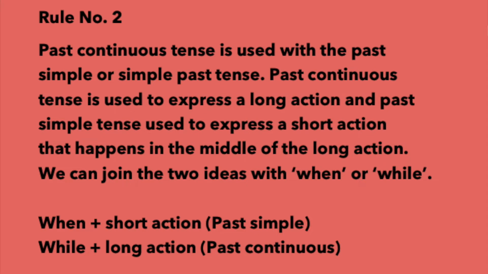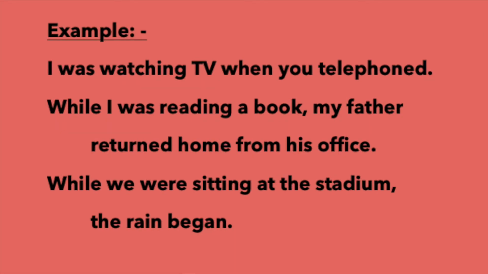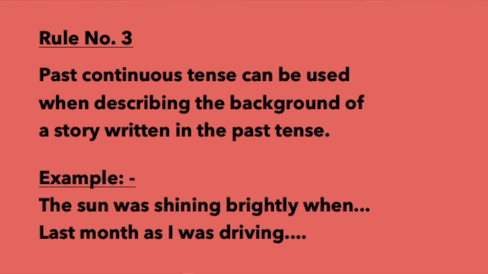See the next example. While we were sitting at the stadium, the rain began. In this sentence, we used simple past tense or past simple tense with the short action, the rain began. Okay, with the long action, we used past continuous tense. I mean, we were sitting at the stadium, were sitting. Okay, so in this combination, the simple past tense interrupted the past progressive tense action. This shows that something happened in the middle of something else happening. Let's move on to the next rule.